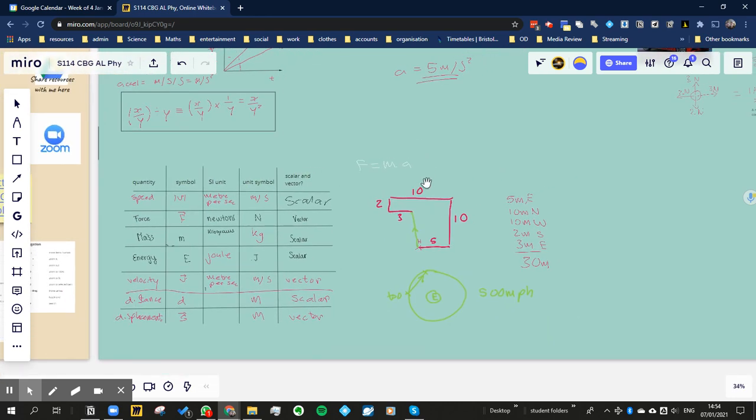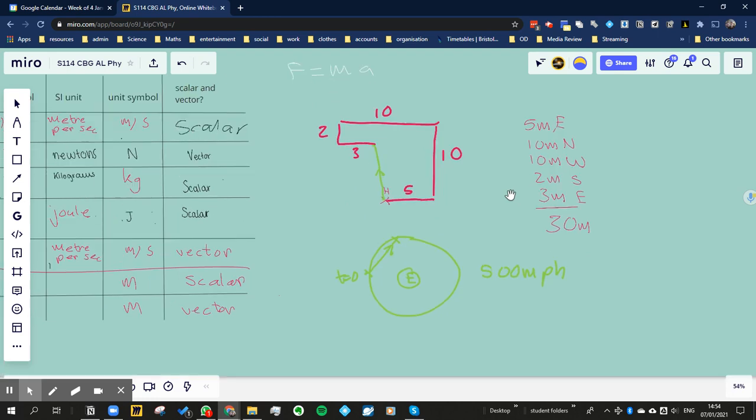We did a little explanation about how we can add vectors to find resultant vectors, and this was a story of a guy leaving home, going 5 meters east, 10 meters north, 10 meters west, 2 meters south, and then 3 meters east. What we were doing was working out the resultant displacement. Displacement is a vector, and distance would be a scalar. So I asked you to work out what the total distance was and what the total displacement was.